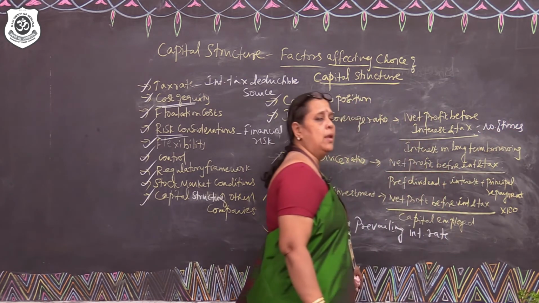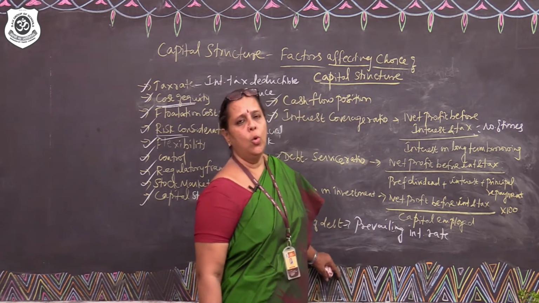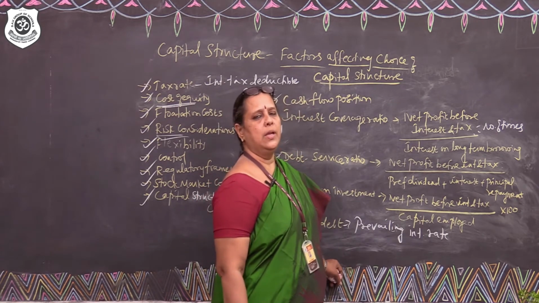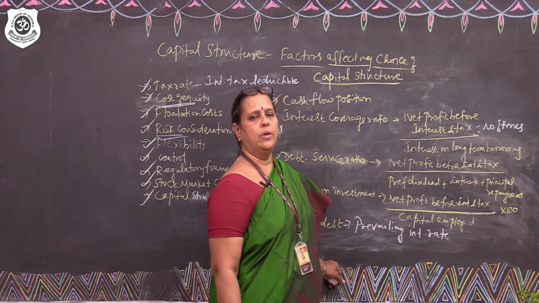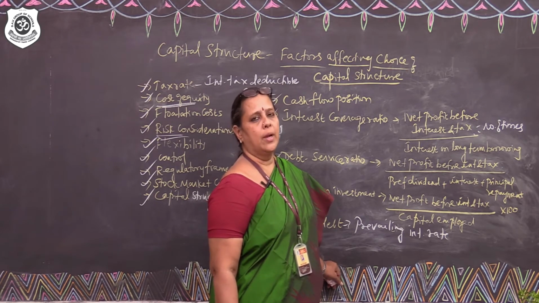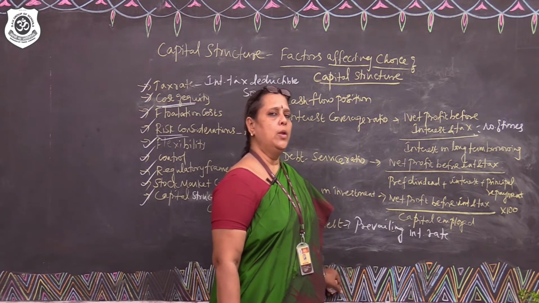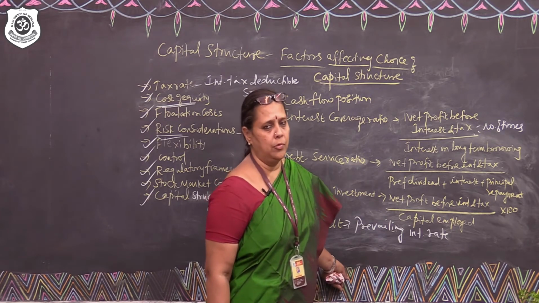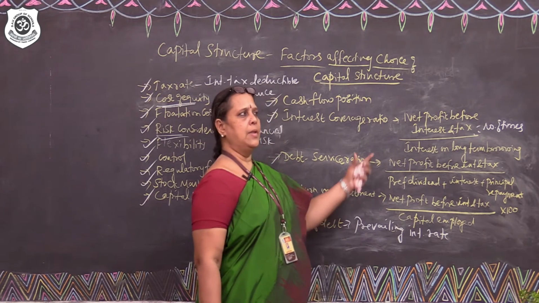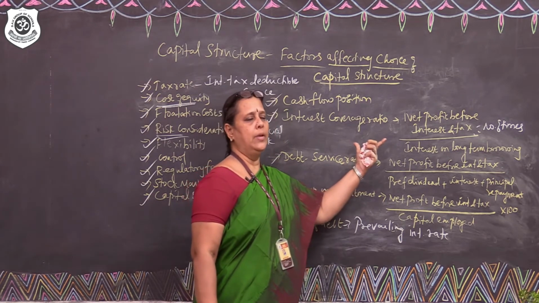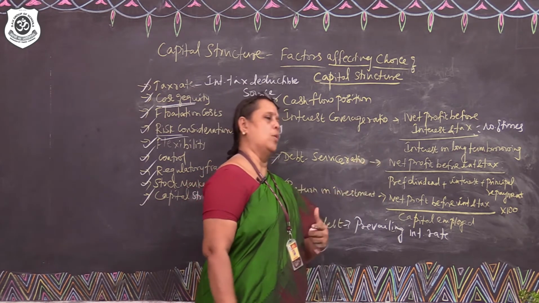This is expressed in number of times. So, the higher the number of times the interest is covered by the net profit earned by the organization, the more financially sound the company is. It can meet its interest commitments as and when they fall due. But it is a narrow scope because we take into consideration only the interest component.